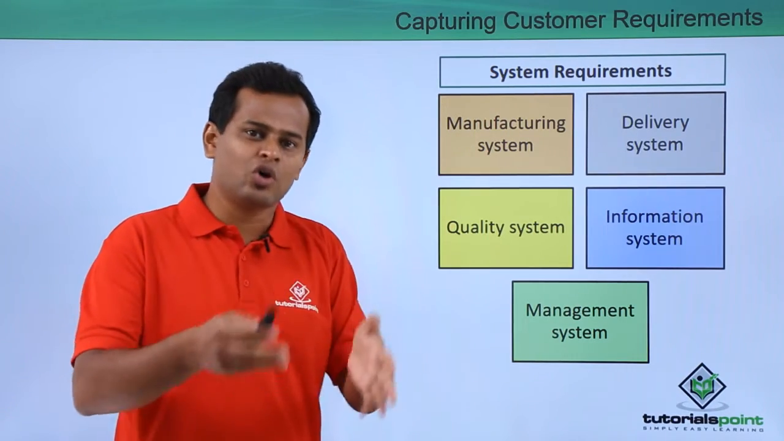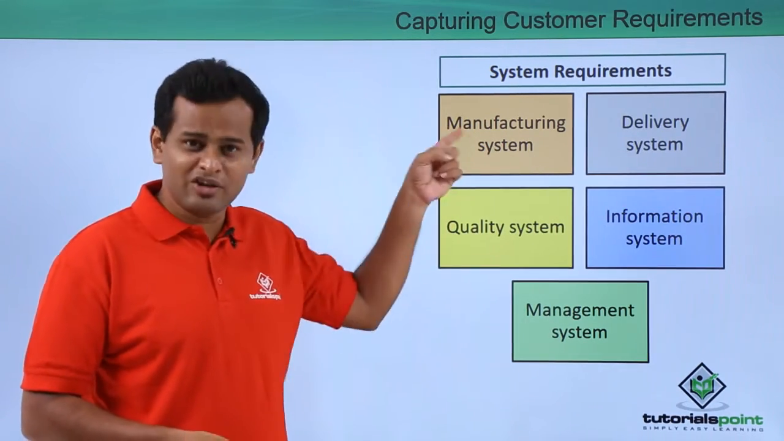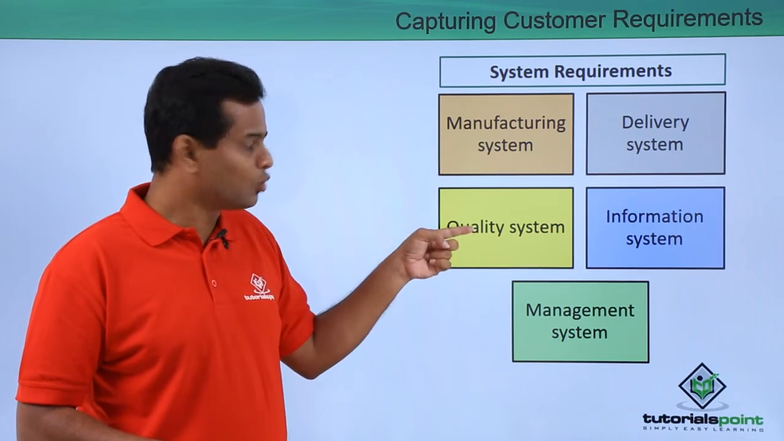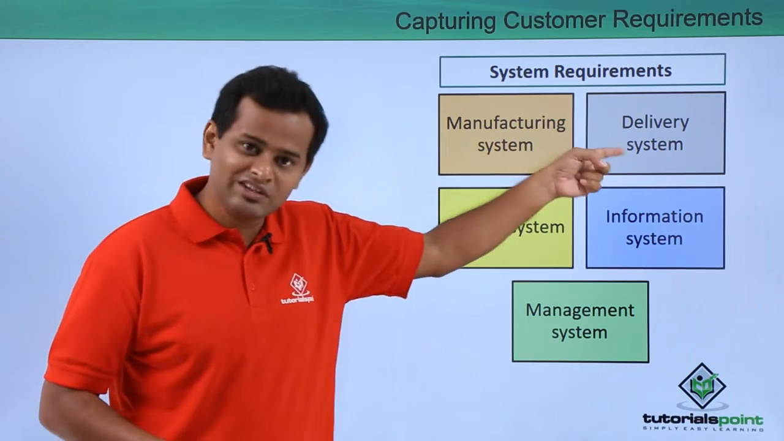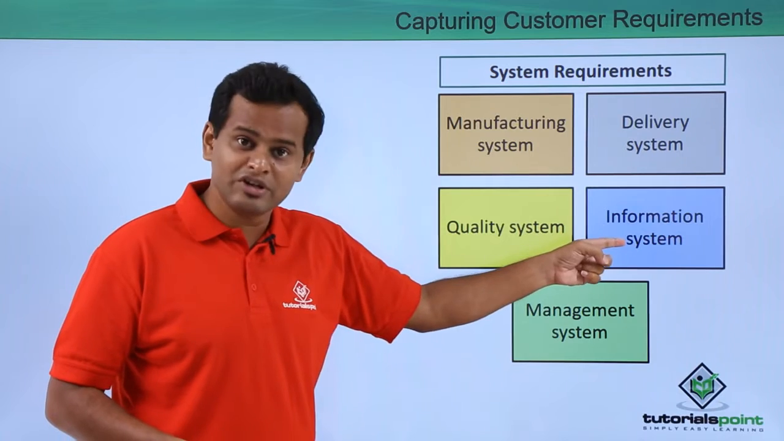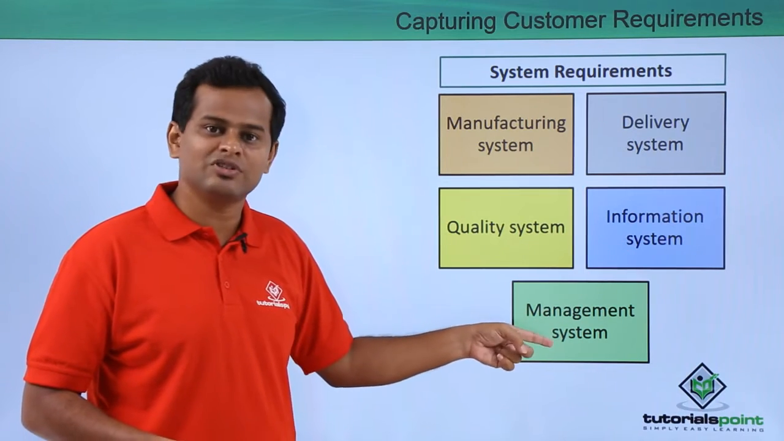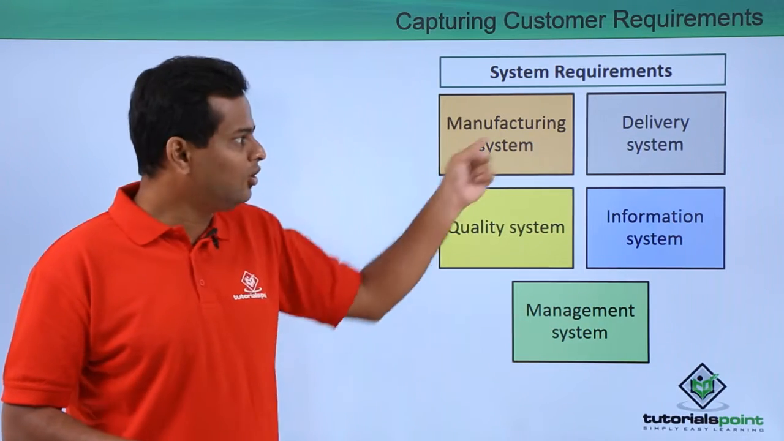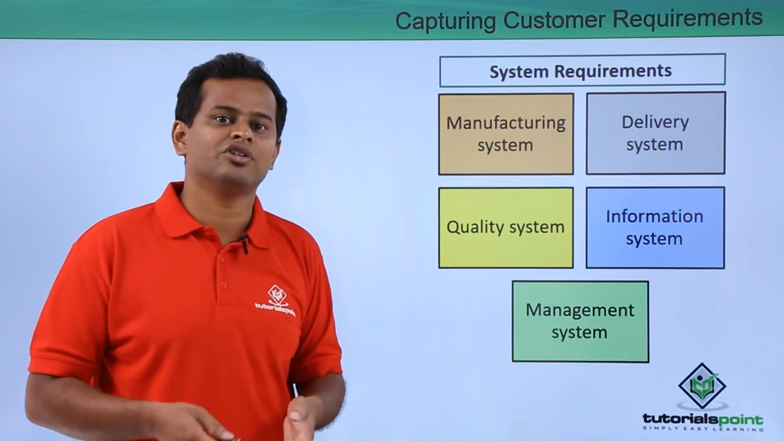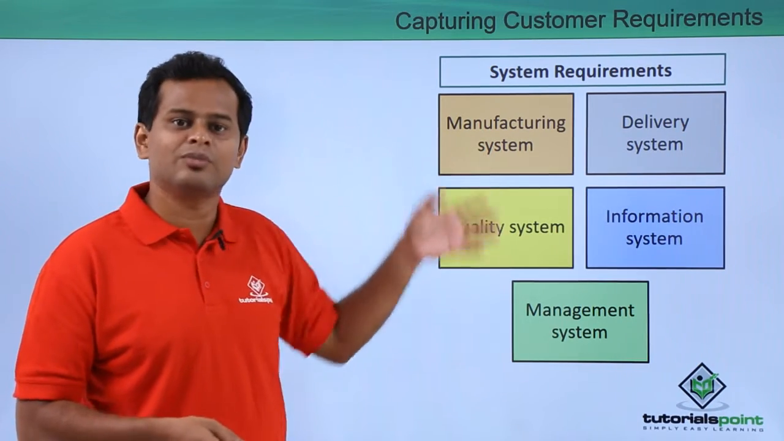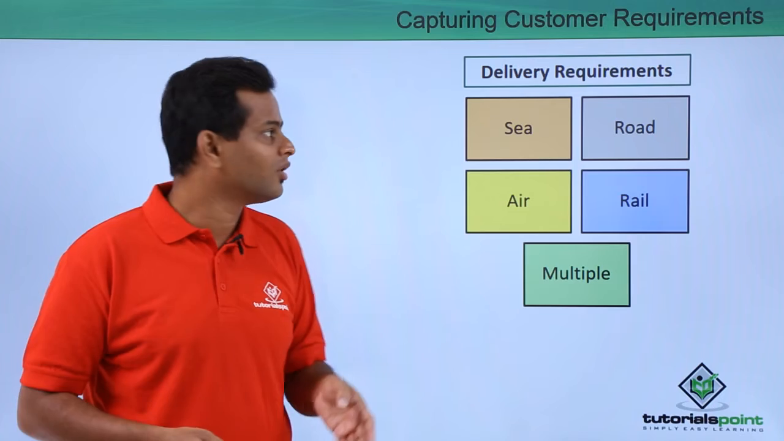Some system requirements also will be there, like manufacturing system, quality system, delivery system, information system, and then management system put together. So all these things play an important role from the system requirements point of view.